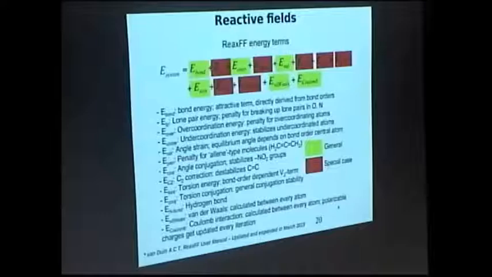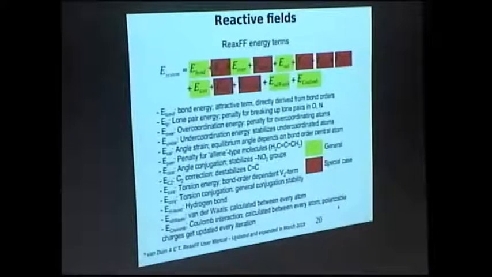Okay, let's see. Here we have the components of this potential. We have a bond energy contribution, lone pair, over coordination. This one is to avoid, for example, a carbon connected with 6 carbons. It's not forbidden, but the energy is so high that the system naturally goes to another situation. We have the angle, strain, under coordination energy. Then we have some specific parts for conjugation, sometimes things that don't work as you expected.